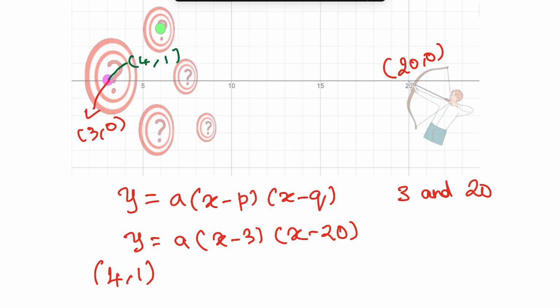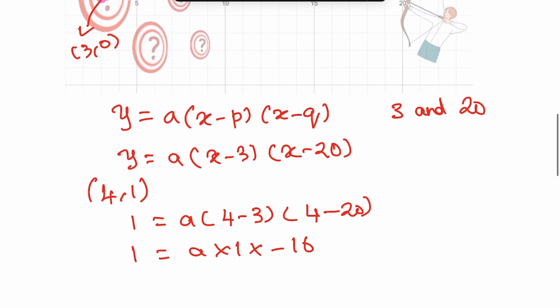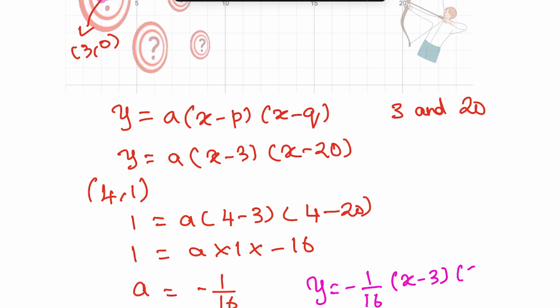Now I have the third point (4, 1). I'm going to substitute it in the equation: x equals 4 and y equals 1. So 1 equals a times (4 minus 3) times (4 minus 20). 1 equals a times 1 times negative 16. Rearranging, I get a equals negative 1 over 16. So my equation is y equals negative 1 over 16 times (x minus 3) times (x minus 20).